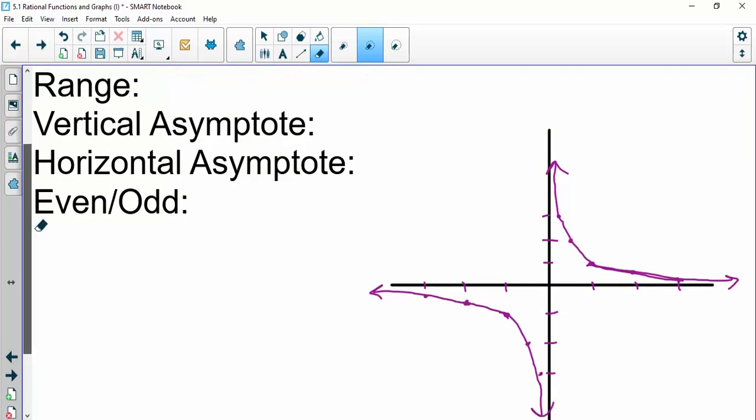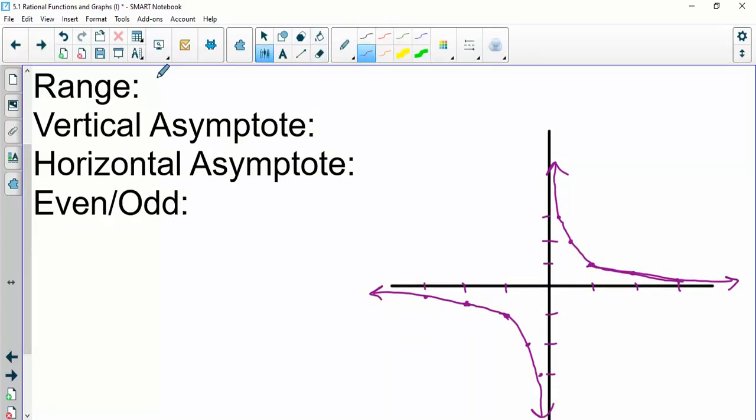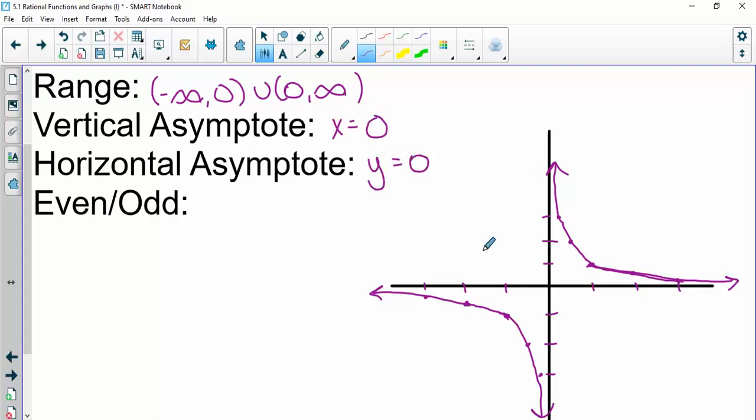So what's the range of this? Can you look at the graph and tell me what y values we hit? We hit every y value except 0. Vertical asymptote. So asymptotes are lines, so we have to write them accordingly. Vertical line is x equals a number. What vertical line are we getting close to but not touching? 0. Horizontal asymptote. Horizontal lines are y equals 0. Lots of zeros on this.